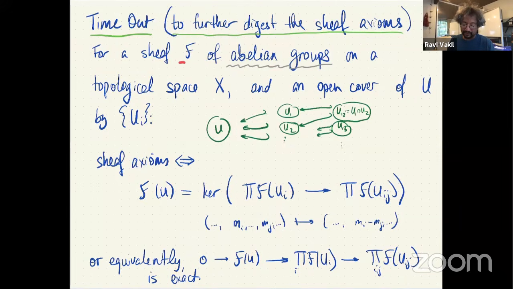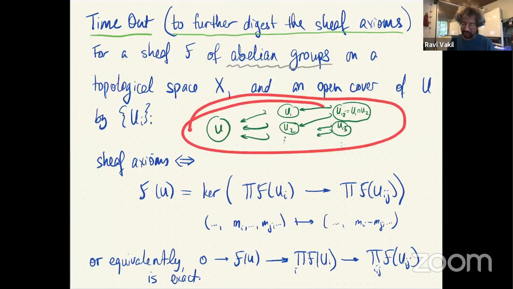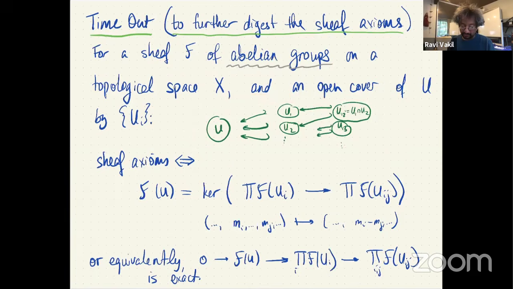So if we have a sheaf of abelian groups — normally I would just say sets and then you add additional structure, but for these tricks I want to use abelian groups — and then you have an open cover, so this picture is just the same as what was on the previous page. Then the sheaf axioms can be restated as the following.